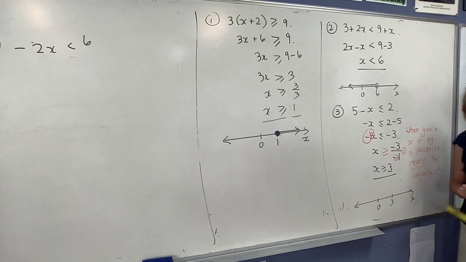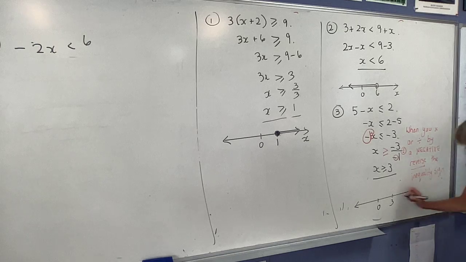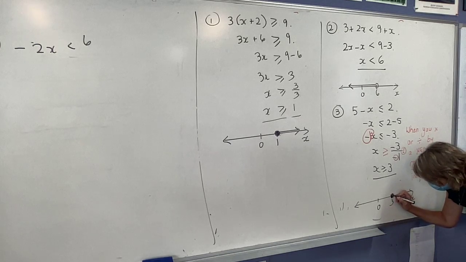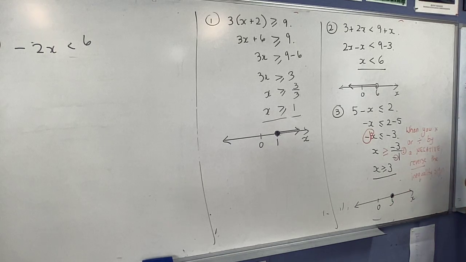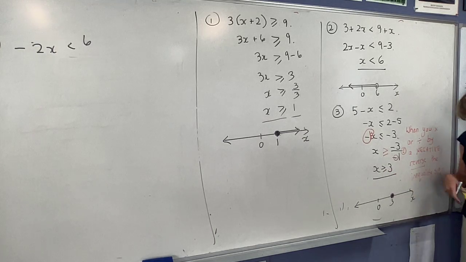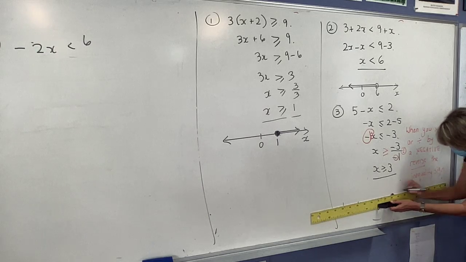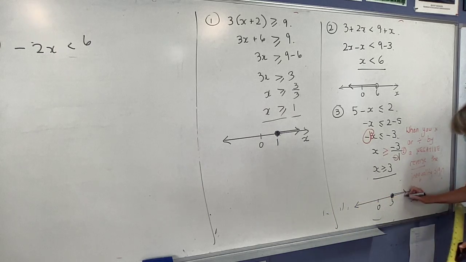Would you circle around the 3 and arrow in so it could be greater than or equal? Yeah, because of the equals, it includes the 3. Yep. And which way are we going? To the right. To the right, it's greater than. All the greater than numbers are up here. Any questions?